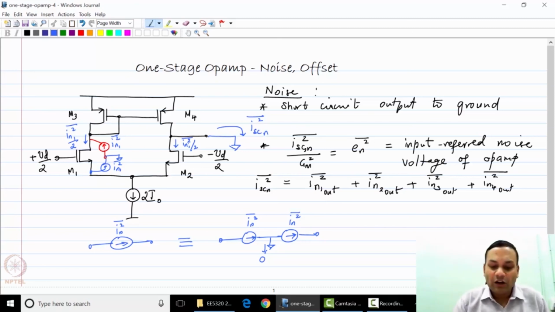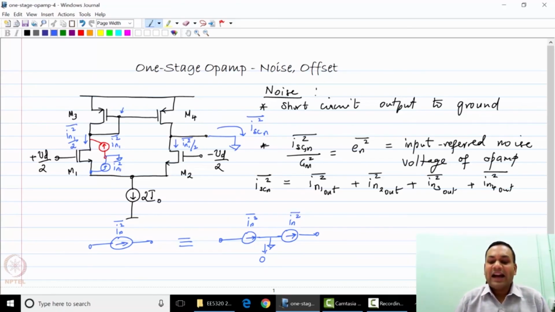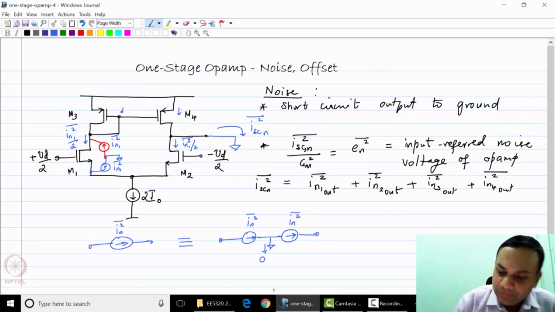Now what happens to this current on the left side? The current through M1 will flow through M3 to create a small signal voltage here, and that small signal voltage will also force a current through M4 equal to IN1 squared over 2.